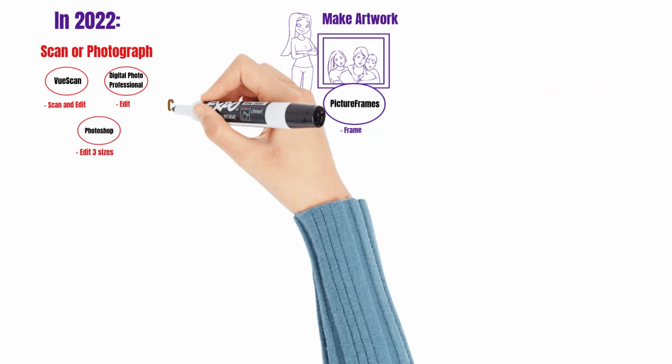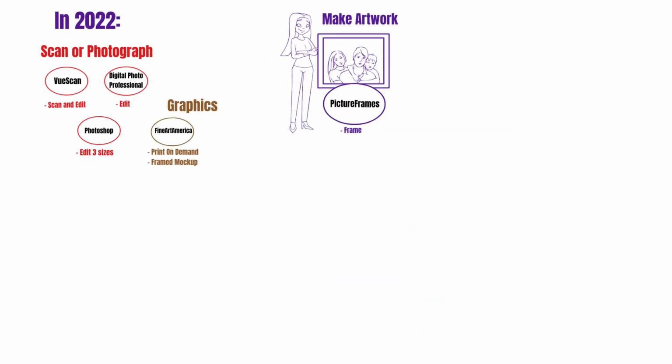I download the large size of the image into Fine Art America, which is a company that offers print on demand. The customer can order framed prints, mugs, and many other items. I can make a screen print of the image in a virtual frame on this site that can be used as a mock-up. Then, I take the framed mock-up and put it in software called Canva.